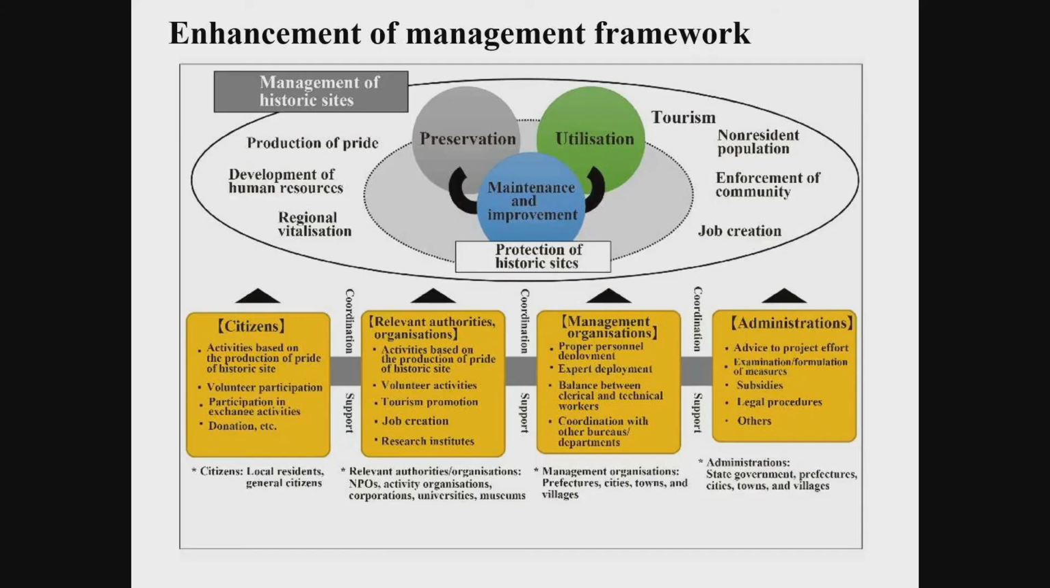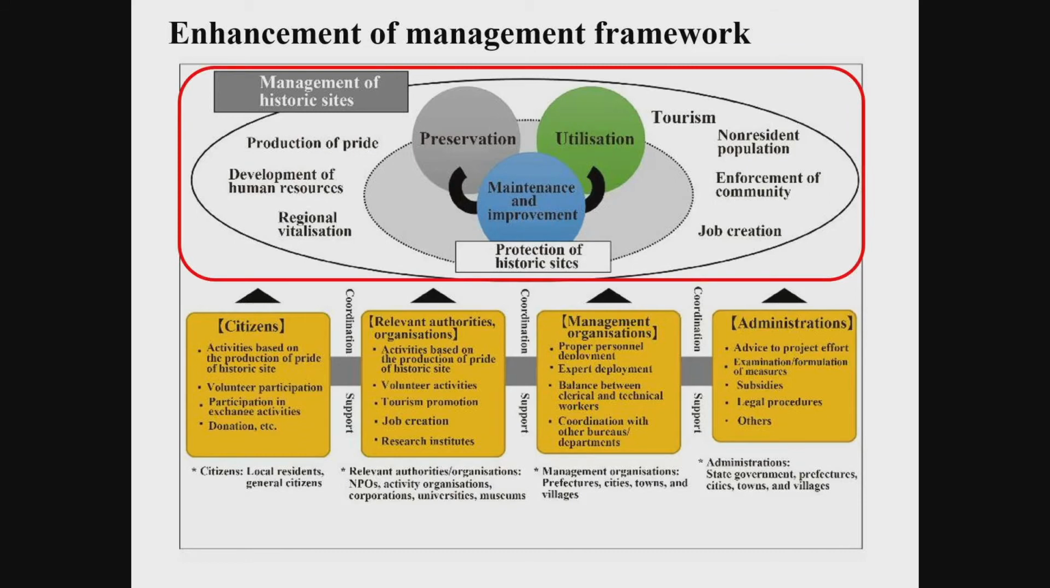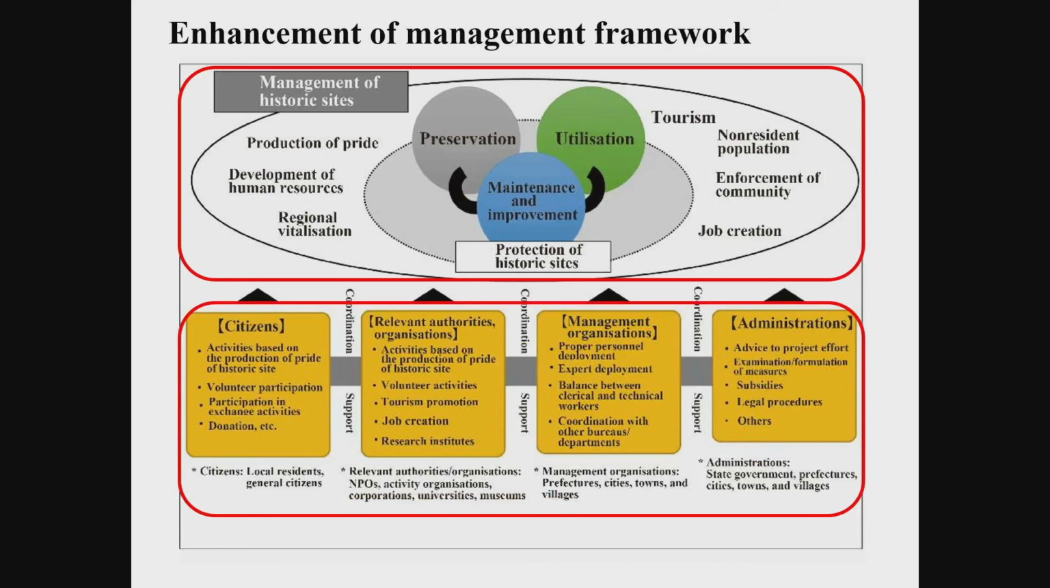This conceptual diagram shows a plan for the enhancement of a management framework. The upper side indicates a conceptual image of management. To support this management, there are 4 large groups of organizations. They are citizens, relevant authorities, management organizations, and administrations, which should preferably establish a horizontal alliance to manage historic sites.